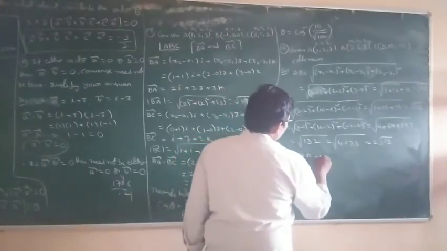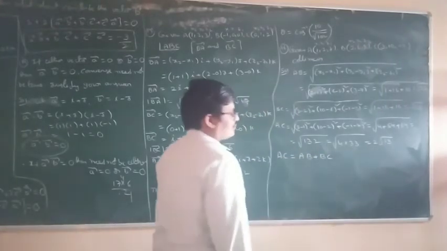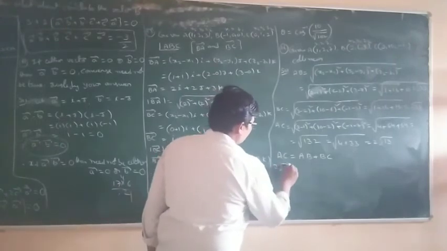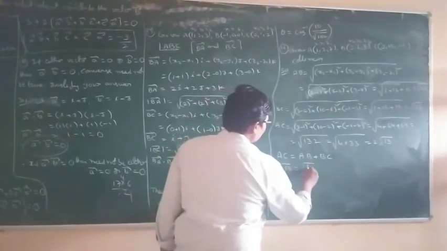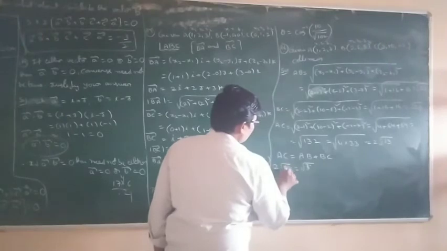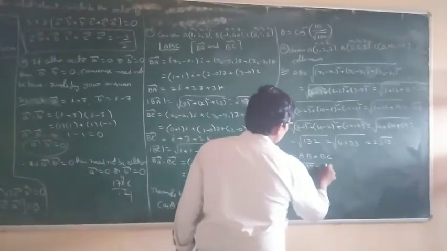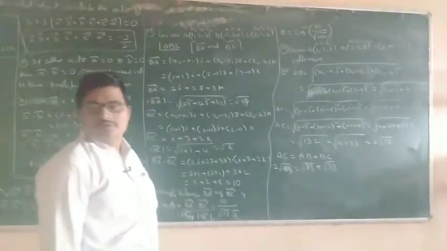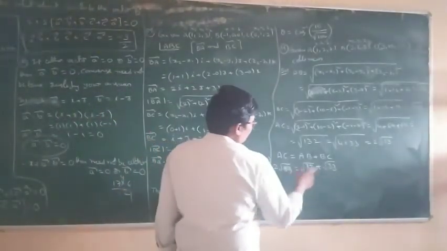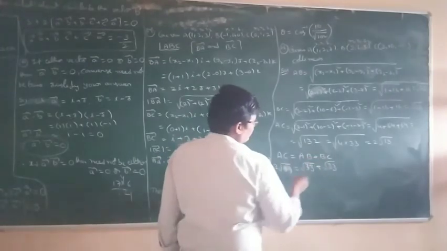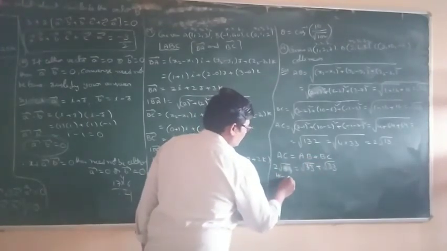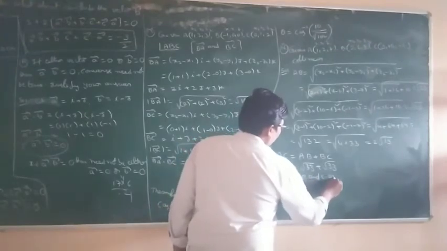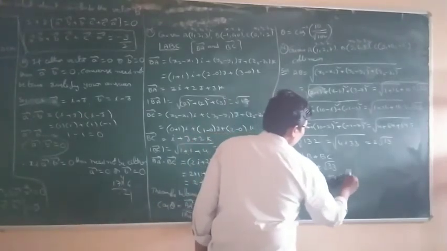AB plus BC. So AC is equal to 2 root 33, AB is equal to root 33 plus BC root 33. Root 33 plus root 33 is equal to 2 root 33. So AC is equal to AB plus BC. Hence A, B and C are collinear.